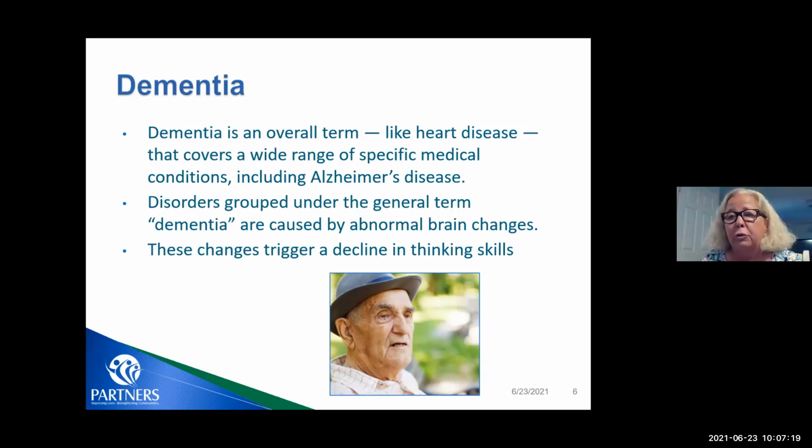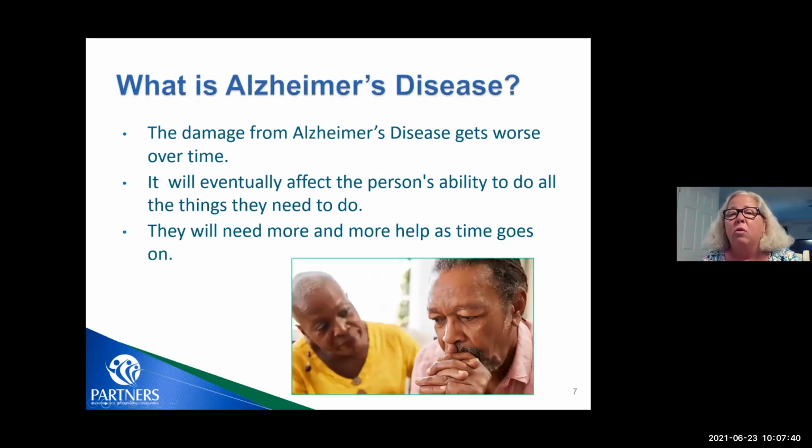Well, dementia is an overall term too. It means that something has caused damage in the brain and it's affected the brain's overall functioning to a degree that a doctor has diagnosed them with dementia. And Alzheimer's is a specific type of dementia. It triggers a decline in the person's thinking skills. Now, with Alzheimer's disease, the damage that Alzheimer's causes gets worse over time. Eventually it's going to affect the person's ability to do all the things that they need to do. And over time, they're going to need more and more help as time goes by.